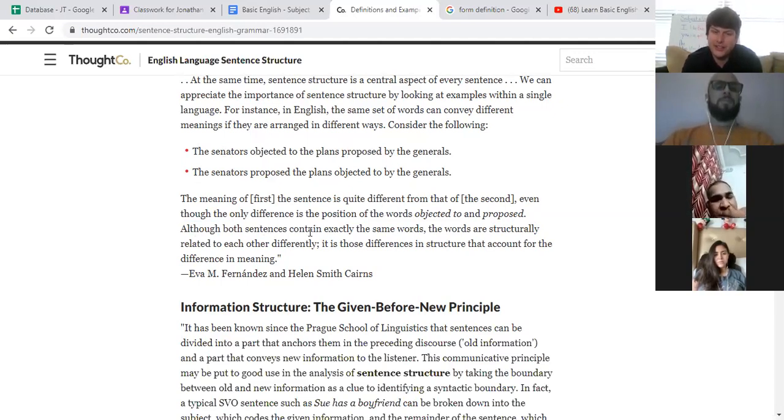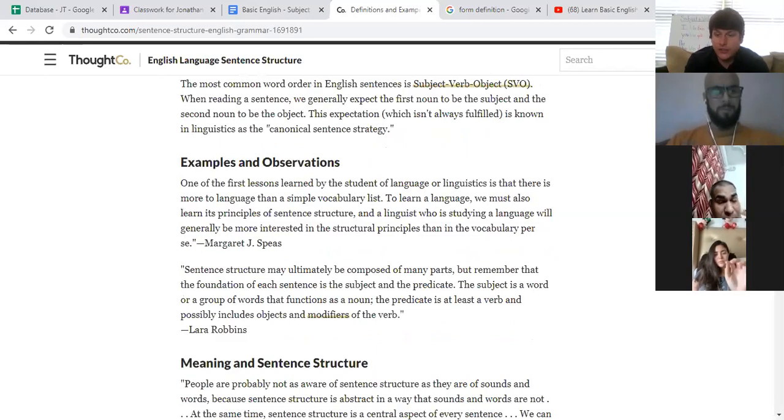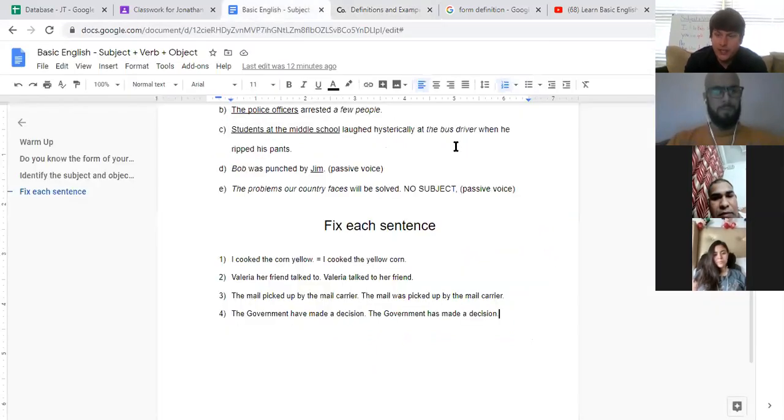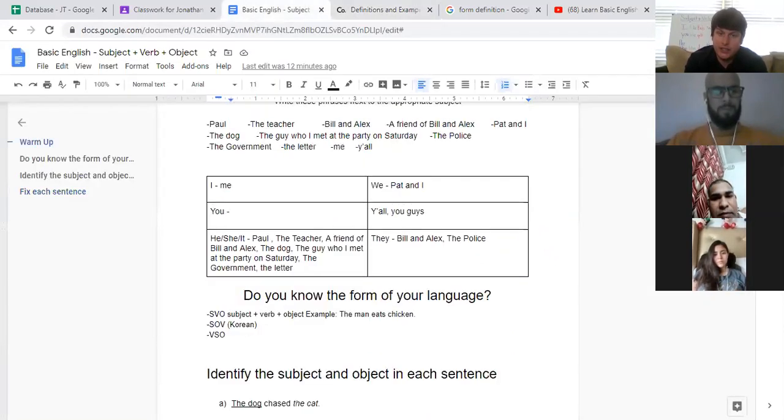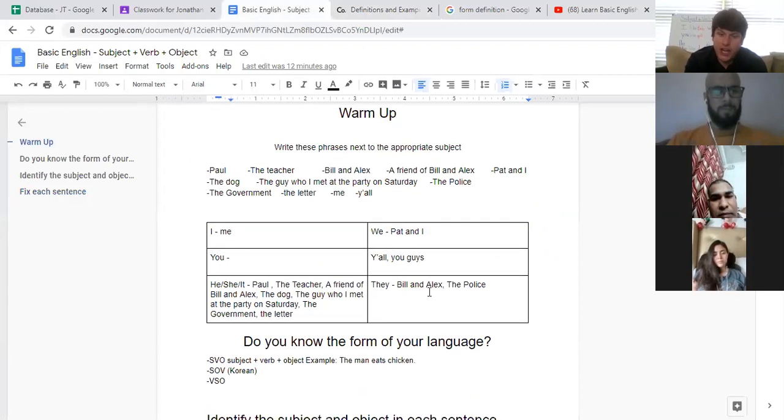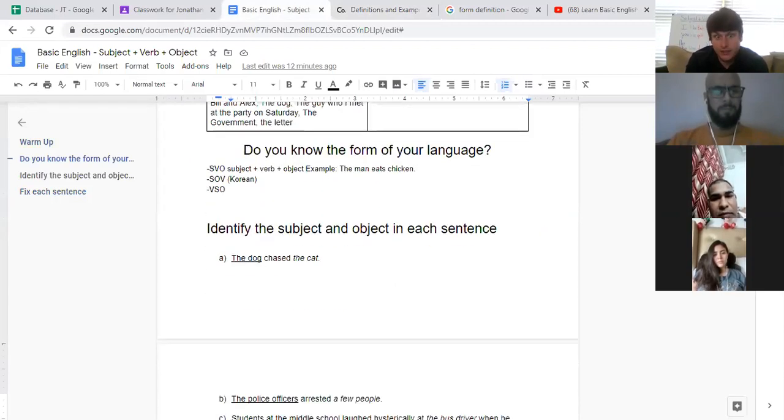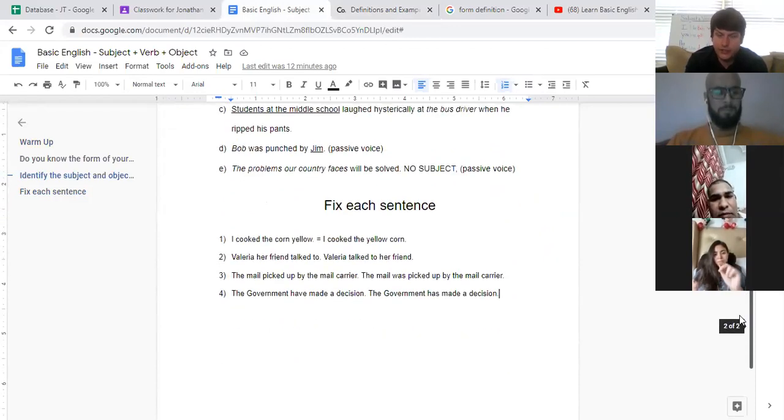Although both sentences contain exactly the same words, the words are structurally related to each other differently. It is those differences in structure that account for the difference in meaning. So that's something that you need to try to understand, right? That's a lot more complicated than this. This is basic, right? This is easy, right? Write the subject and then identify the subject and the object, fix the sentences.